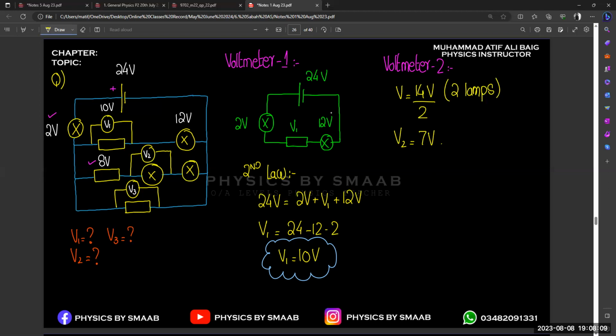And the final one, V3. Now for V3, can we use the same concept? Yes. We know that 2 volt is directly connected with V3 because they are in series. When we talk about 2 volt, that is this lamp and this component. So these are in series, and in series combination, we need to add them. So 2 volt plus V3 is equal to 24. So our final answer will be equal to 22, right?